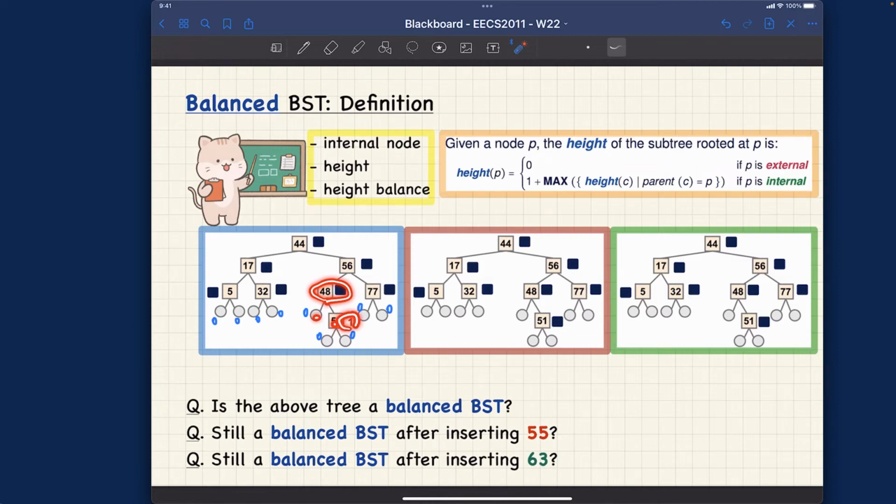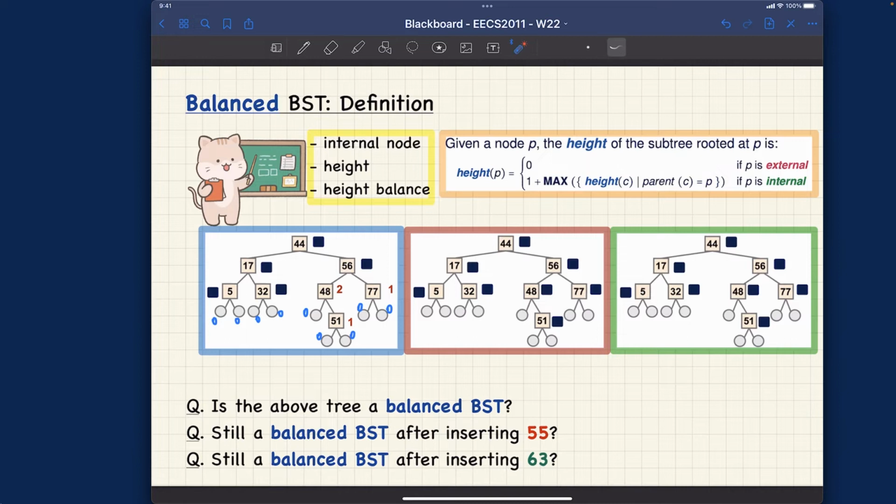Maximum will be 1. So that means the height should be 1 plus 1. That should be 2. Right, let's do the rest. And here, this one similarly, 0 and 0, the maximum plus 1. So this one should be just 1. Okay. And then, what about these two?